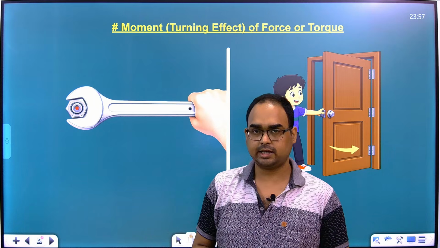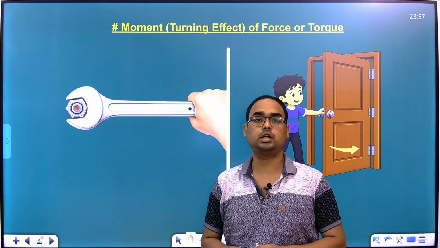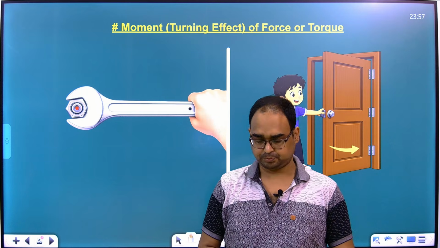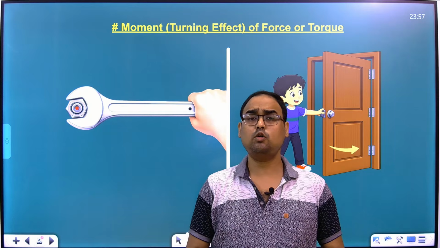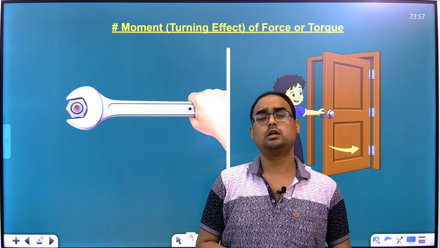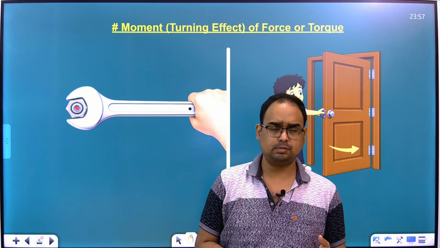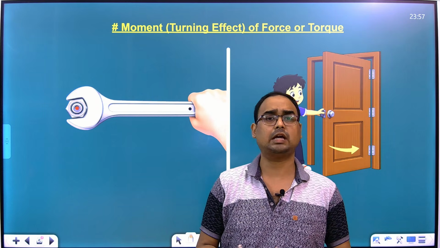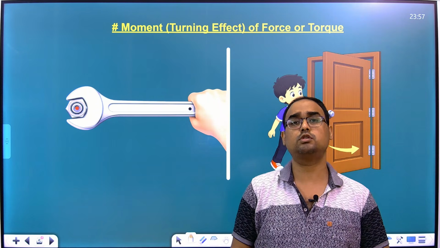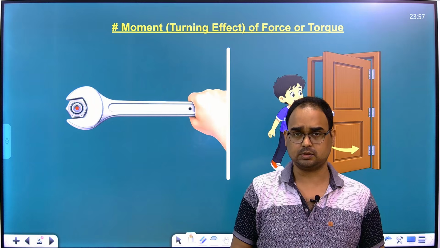Now let's move to our next topic, that is moment of force or turning effect of force, or specially known as torque. Now, till now we have learned about the basic concepts of forces, the rigid body, pivoted body, non-pivoted body, the types of motions and everything. Now these are the applications of those kinds of forces on pivoted bodies.